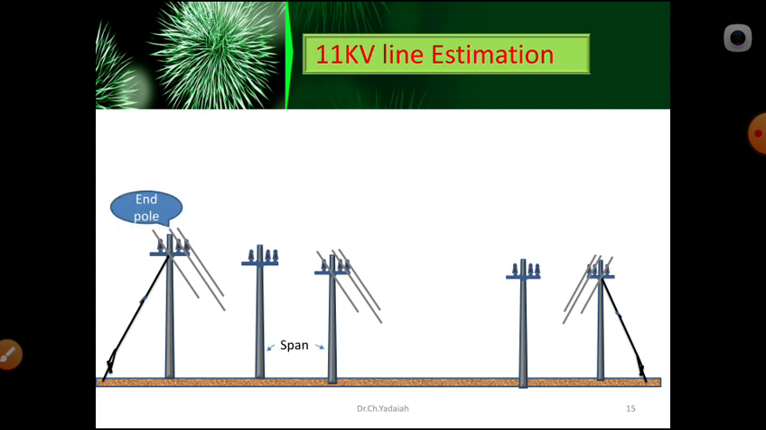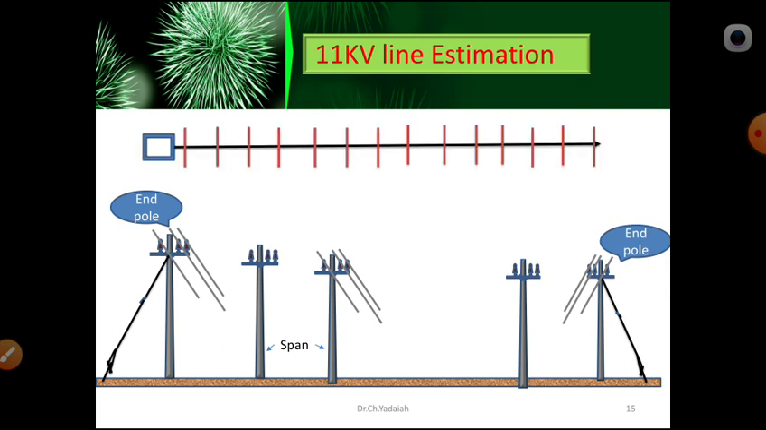What is the span? The distance between two side-by-side poles is a span. Now, after knowing this, this is the end pole, this is the starting pole, and this is the line. This is this end, this is this end, and in between there are a number of straight poles.